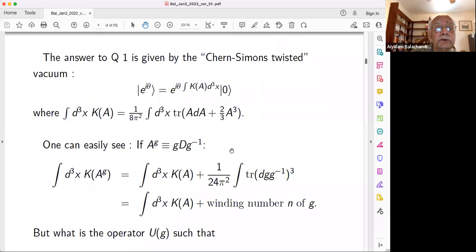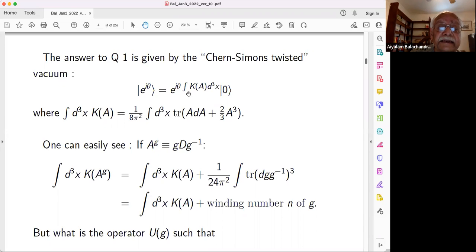Okay? So let me see how it goes. The answer to the first part is easy. Okay? It is given by what I would call the Chern-Simons twisted vacuum. Okay? So it is exp(iθ). It is given by this integral acting on the vacuum. But K_A is this Chern-Simons term, and it acts on the vacuum. Okay? So this is a quantum state. Okay? Notice that there is no problem of normalization. At least formally, there is no problem of normalization.